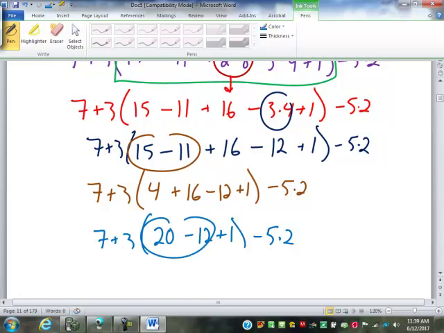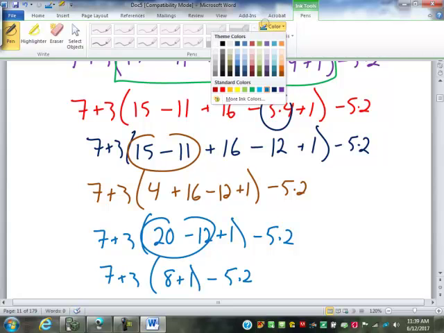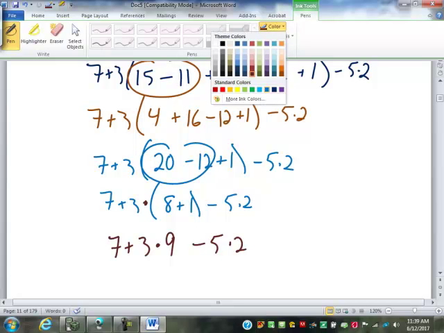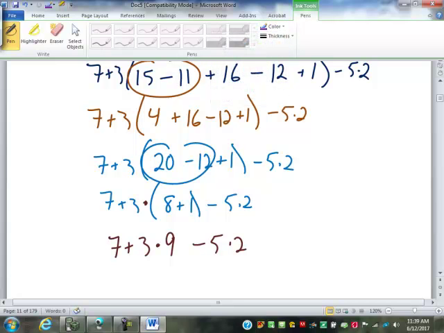Twenty minus 2 is 8. Eight plus 1 is 9. Now I'm down to a single number, so I can get rid of the parentheses. However, I have this 3 in front of the parentheses with no symbol there. What's implied? Multiplication. So when I remove the parentheses, I do have to put in that multiplication. And now from here, it's multiplying first, left to right, and then adding and subtracting.